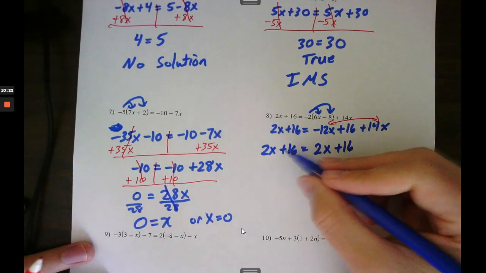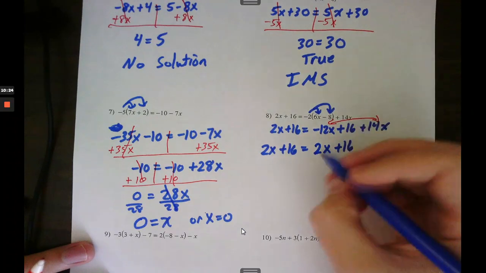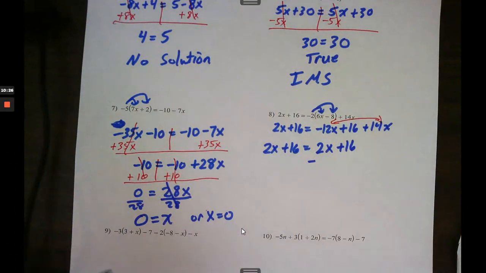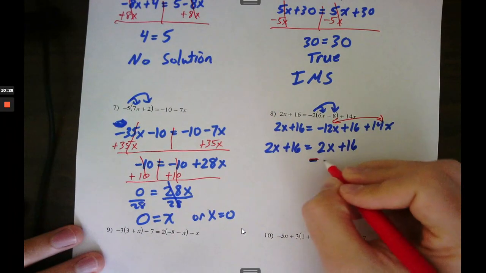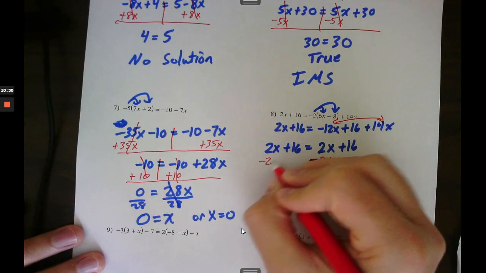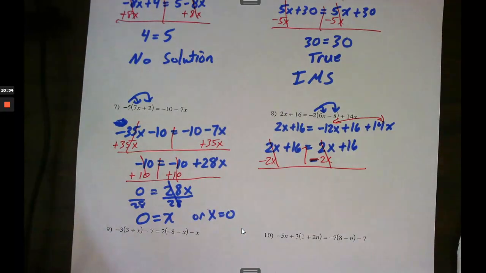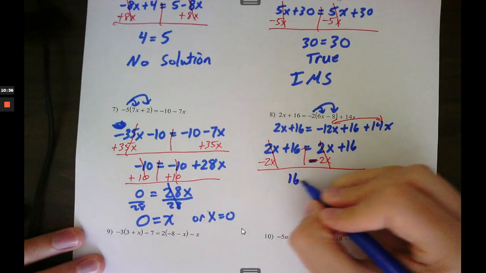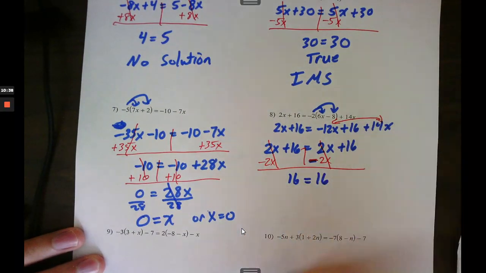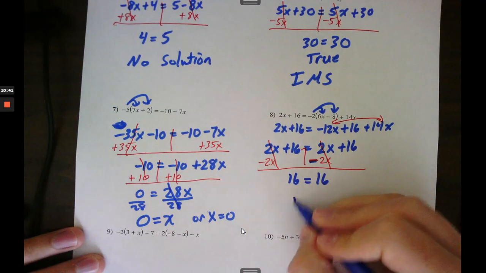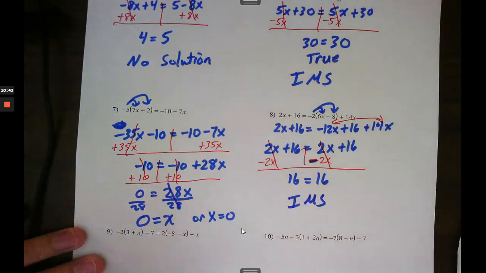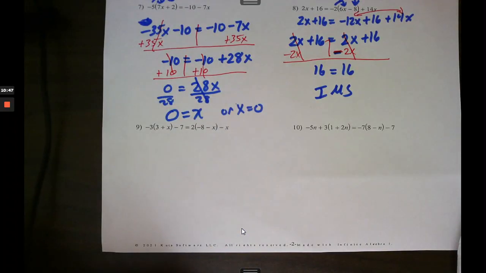We're back in a similar scenario to this one up here, where when I subtract, let me swap pens so I do it in a different color. When I subtract 2x from both sides, I get left with a number 16 equals itself 16. Therefore, that is infinitely many solutions. Okay? Last two. Got to distribute on both sides.